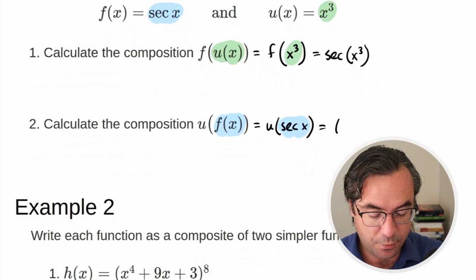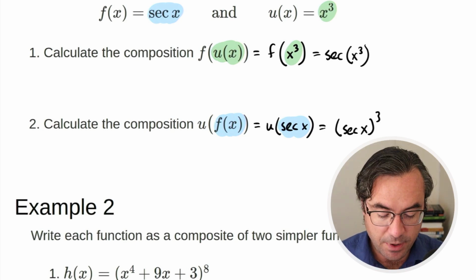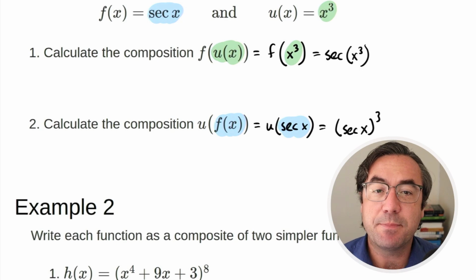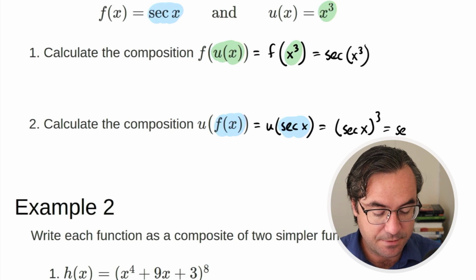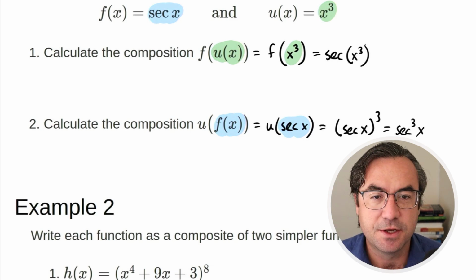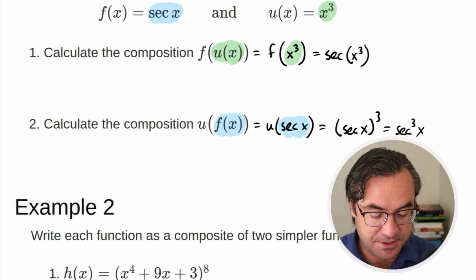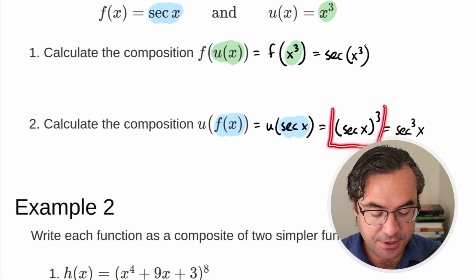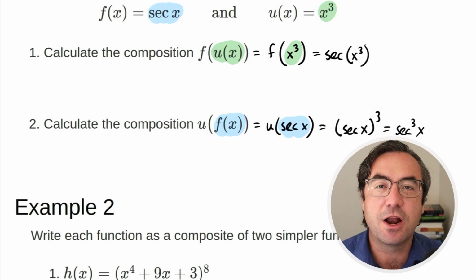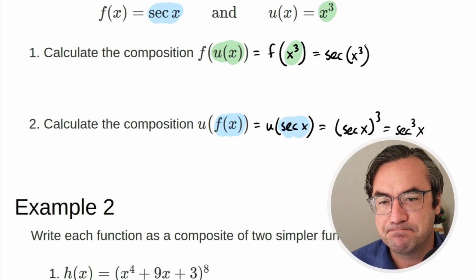So we end up with parentheses secant x cubed. And we can write it like this, but a common way to write powers of trig functions is to actually put the exponent on the actual name of the function. So we write it as secant cubed x. But really what that means is this, secant of x cubed. So this way is actually a little nicer for helping us remember chain rule, but this is the more standard way to write it.